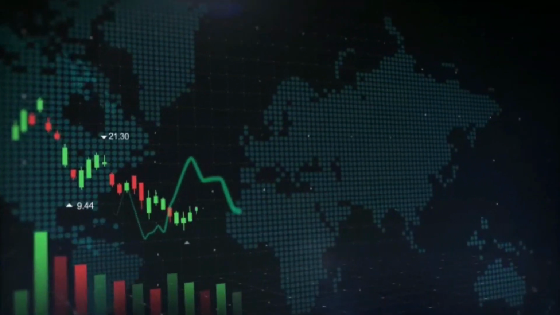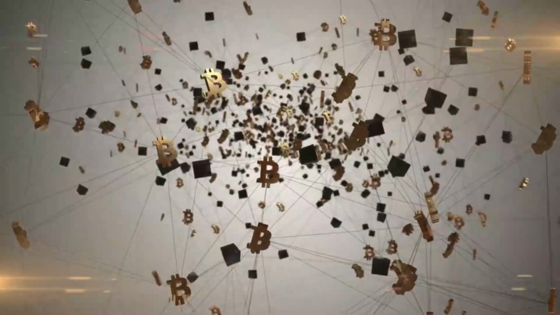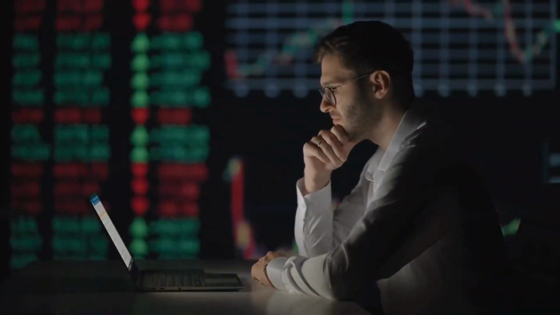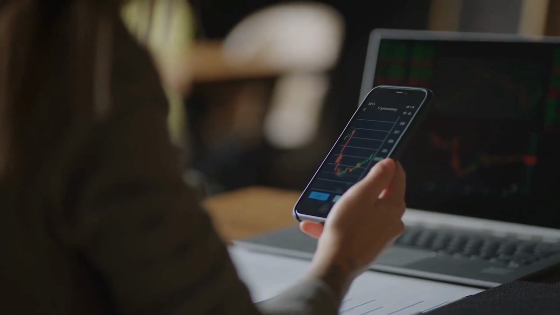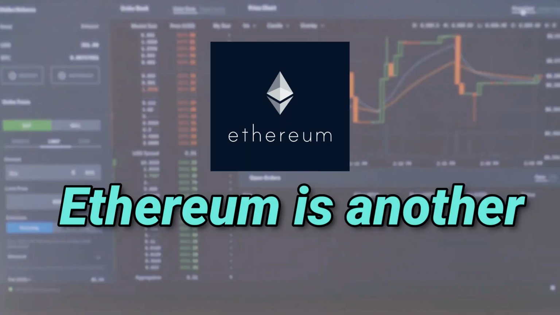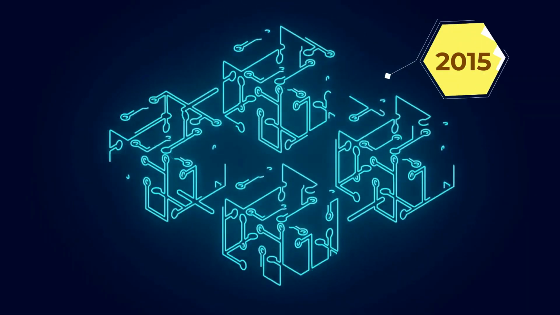Now, Bitcoin is the most well-known and it's the most widely used cryptocurrency. Remember, it was created in 2009. Bitcoin is often used as what's called a store of value or an investment. It wasn't created that way, but that's what it ended up being, and it's also used to purchase goods and services. Ethereum is another popular type of cryptocurrency that was created in 2015.